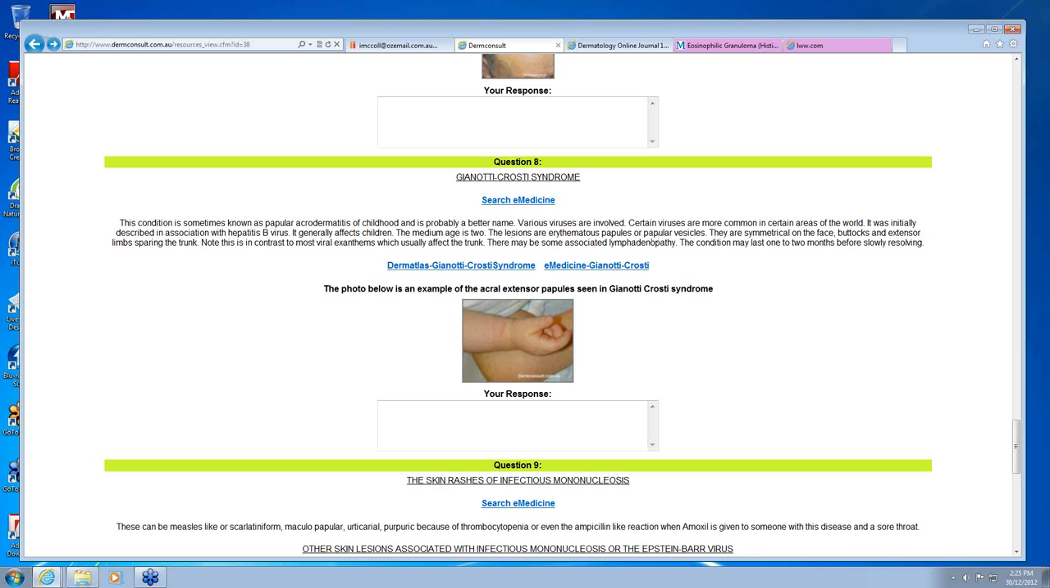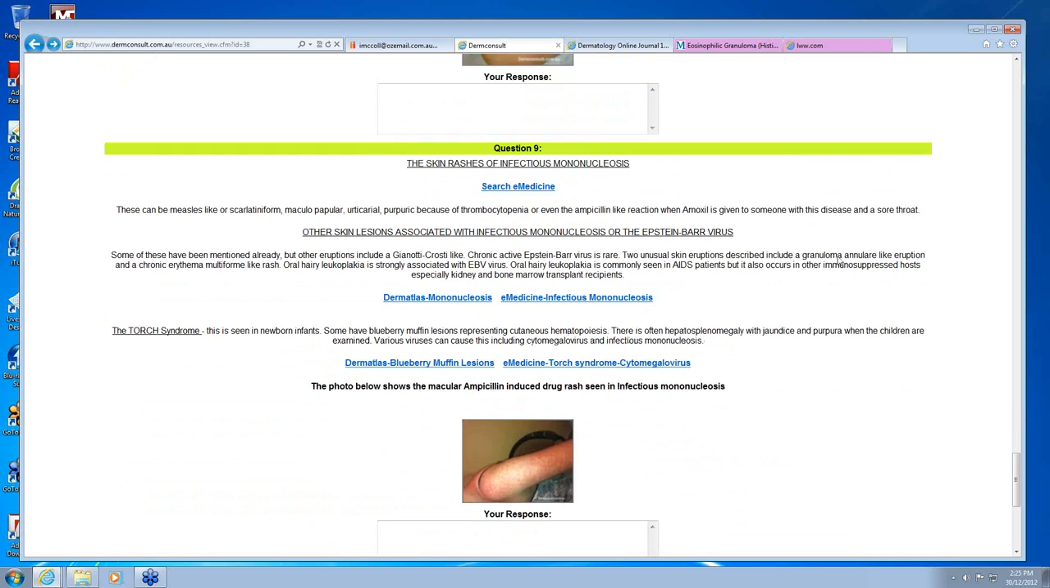The lesions are erythematous papules or papulovesicles, symmetrical on the face, buttocks and extensor limbs, sparing the trunk. Note, this is in contrast to most viral exanthems, which usually involve the trunk, and there may be some associated lymphadenopathy. It may last 1 to 2 months, so you've got to be confident of that sort of diagnosis. If you say to the mother, oh, it'll just go in a week or so, well, it might not. It might last a lot longer. But it's the distribution that'll tell you that it's Gianotti-Crosti.